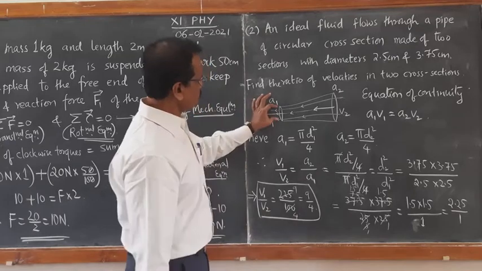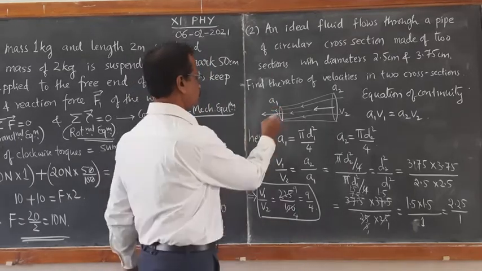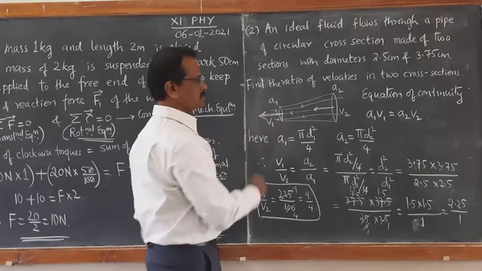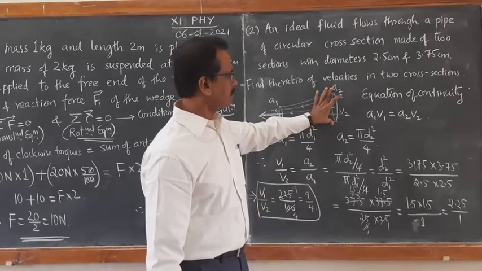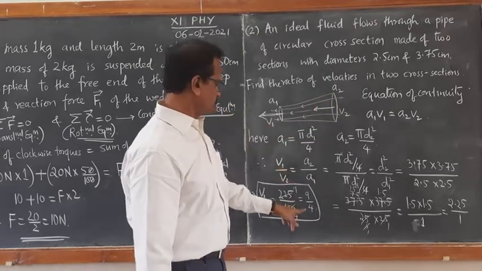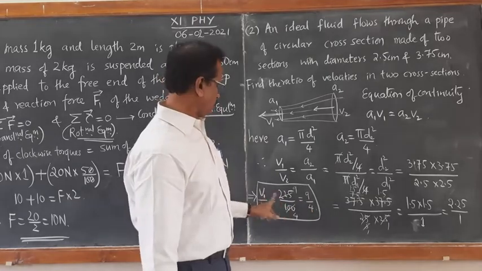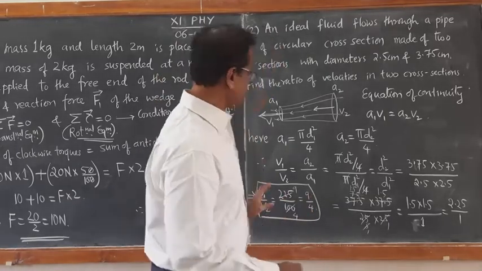So when there is a narrow cross section of the pipe, the speed of fluid increases. When there is a broader cross section of the pipe, the speed of fluid decreases. V2 is of the order of 4 and V1 is of the order of 9. So this is clear from this numerical problem.